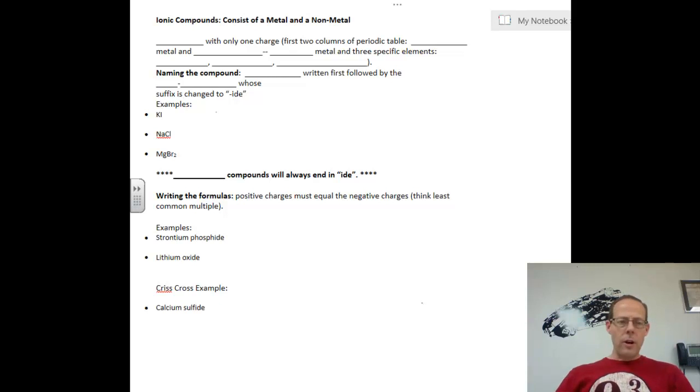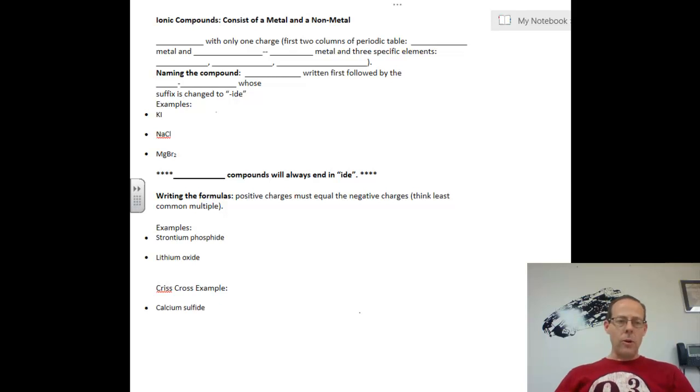Okay, so when we name the compound, the metal is always written first. So the things on the left side of the periodic table are metals, and the things on the right are nonmetals. So the metal is written first, followed by the nonmetal, whose suffix is changed to "ide."